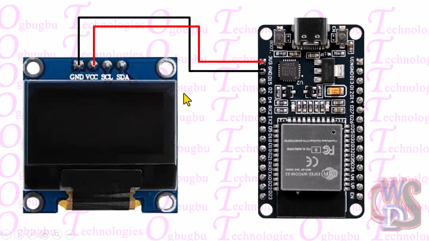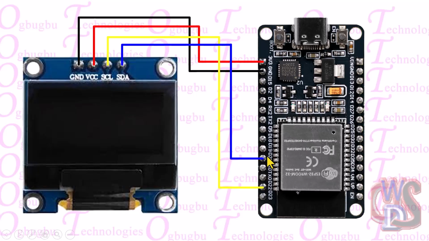Mind you, please do not connect this VCC line to VIN, because if you do that, you are going to damage this OLED display the moment you power on this ESP32. What this OLED requires is just 3.3 volts max for it to work. So make sure you connect to 3.3 volts. The next one is SCL, which is connected to GPIO 22. It's D22 here. So SCL is connected to D22, and the next is our SDA, which is connected to D21. So this is D21 here.